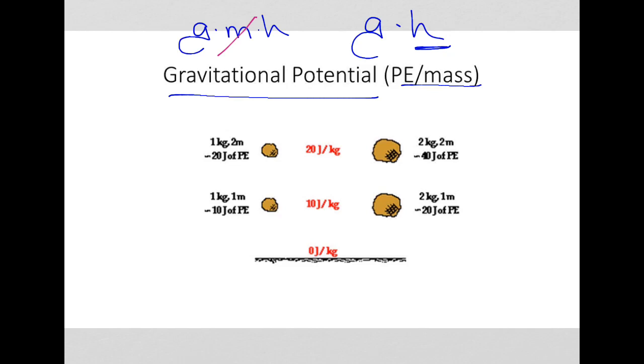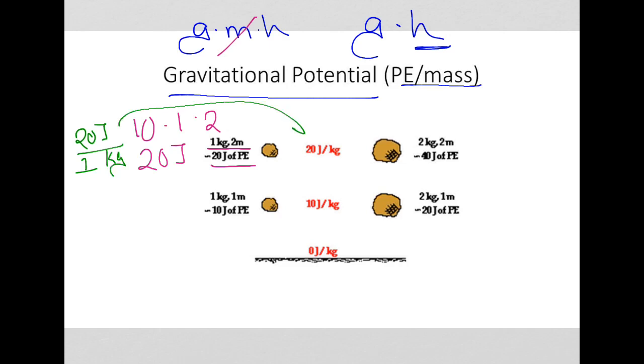Okay, so here we have a set of rocks. This first rock here is 1 kilogram and 2 meters from the ground. It has about 20 joules of potential energy. If you consider gravity to be 10, we would have gravity, 10, times the mass of 1 kilogram times the height of 2 meters, which gets us 20 joules of potential energy. So if gravitational potential is potential energy divided by mass, that's now 20 joules divided by a mass of 1 kilogram. We end up getting 20 joules per kilogram for gravitational potential.